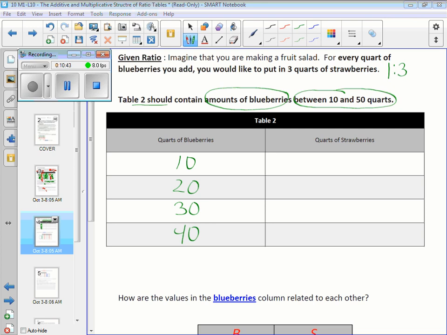Sal, what do you got for quarts of strawberries when there's 10 blueberries? Since it's 1 to 3, I got 13. Be careful, because 10 to 13 is not an equivalent ratio for 1 to 3. Charles, is 10 to 30 an equivalent ratio for 1 to 3, everybody? It certainly is. What about 20? 60. Is 20 to 60 in the ratio of 1 to 3? Absolutely. Well, they're divisible by 20, and you'll get 1 to 3.